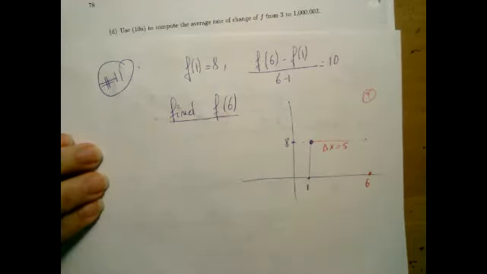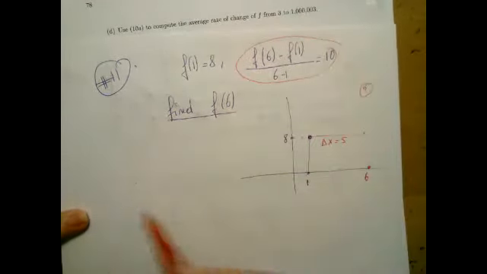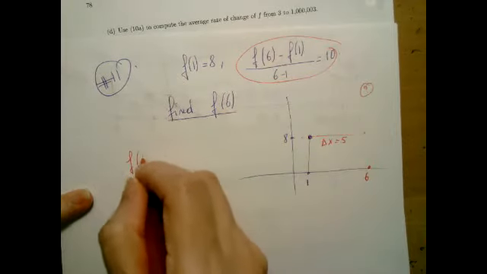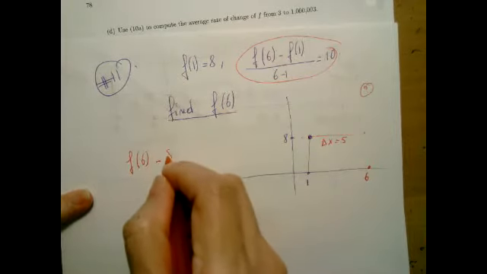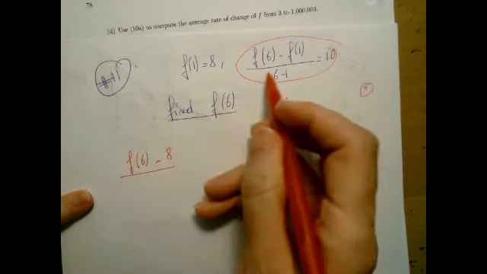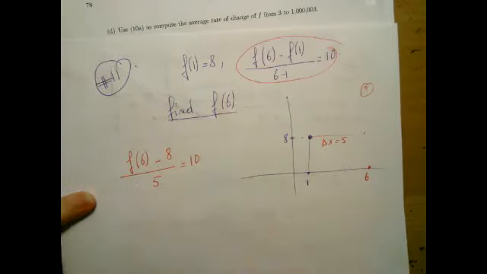Set it equal to 10. Very good. Set what equal to 10? Set the average rate equal to 10. Okay, we're going to do that. F of 6, this is my unknown. F of 1, I know it. It's 8. 6 minus 1 is 5. This should be equal to 10.